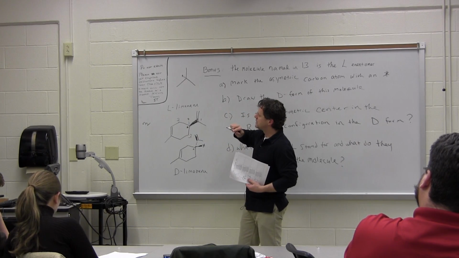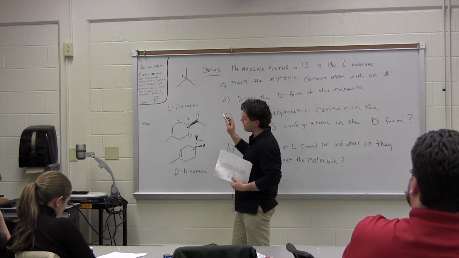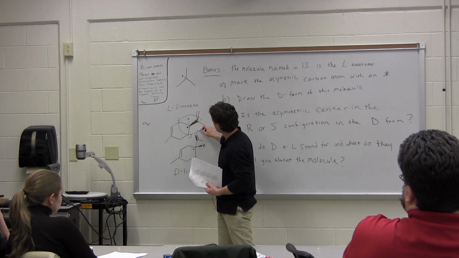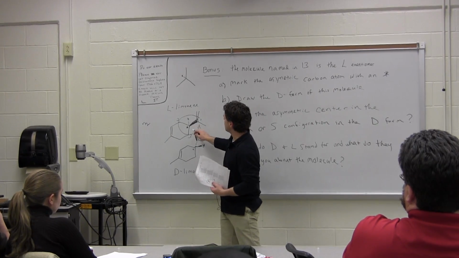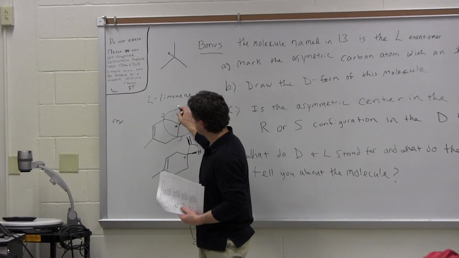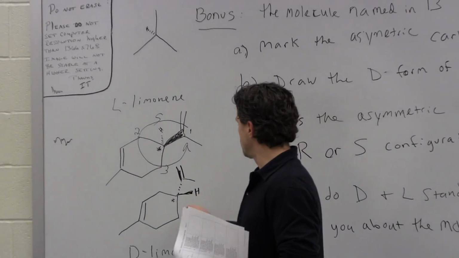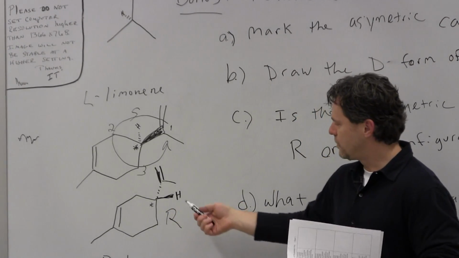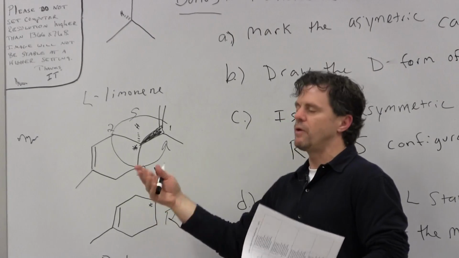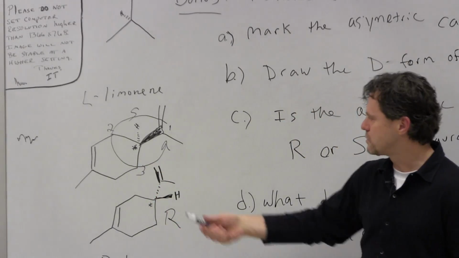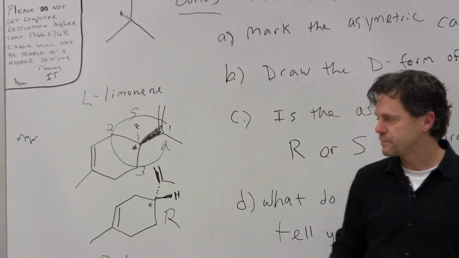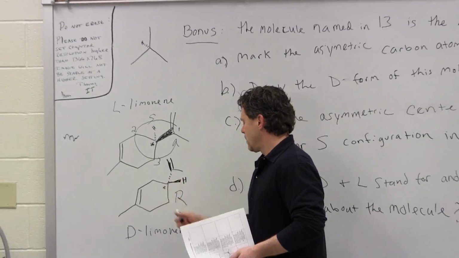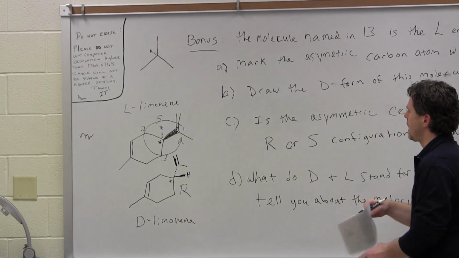And then is this going clockwise or counterclockwise in the 1, 2, 3? You go counterclockwise, right? So this configuration would be S. S is counterclockwise. So this one must be the R. You could go through the same reasoning if you wanted to work with this one first and just flip it around and then do the same thing. But since this was already in the configuration I needed, I worked from this one. Okay. So this carbon would be the R configuration, and D-limonene is the R.